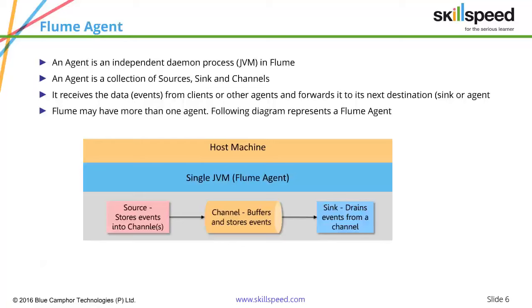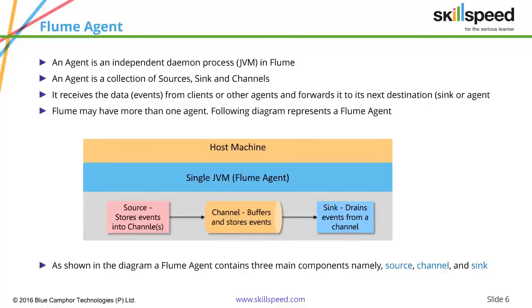And much the same way, the last agent in the chain will store the data to the sink, which is Hadoop itself, or the agent can give the data to another agent if it is configured like a chain. As shown in the diagram, a Flume agent contains three main components: source, sink, and channel. Ultimately, it is a single JVM. Every agent is a single JVM that runs to perform the data collection.